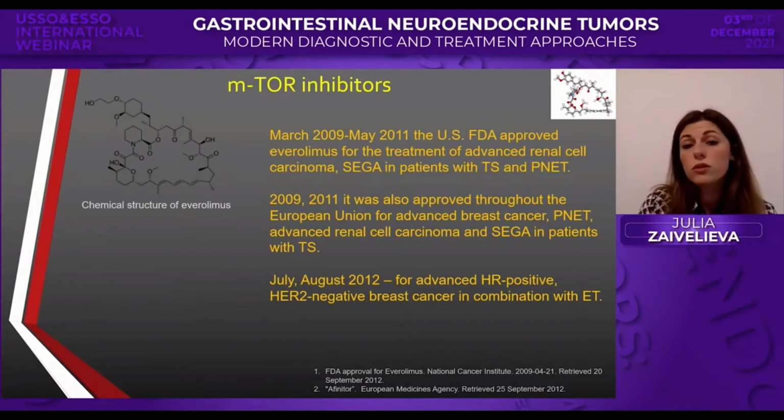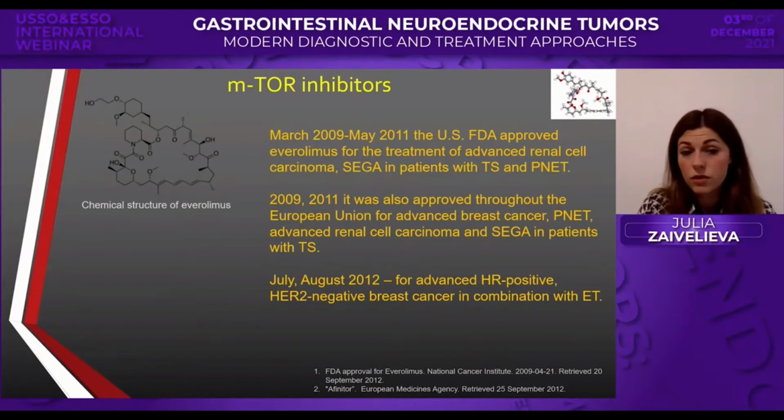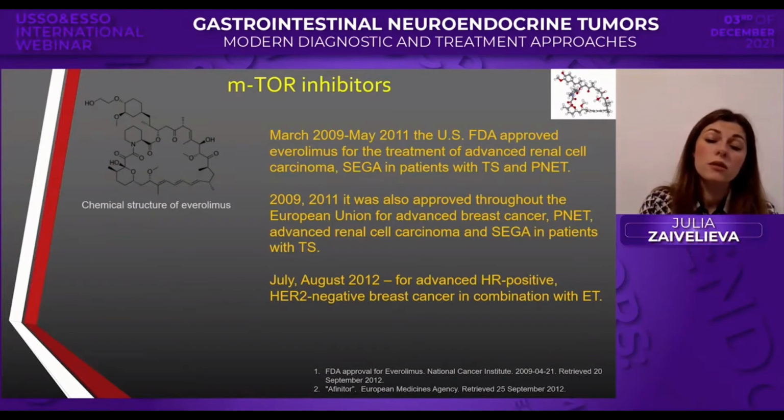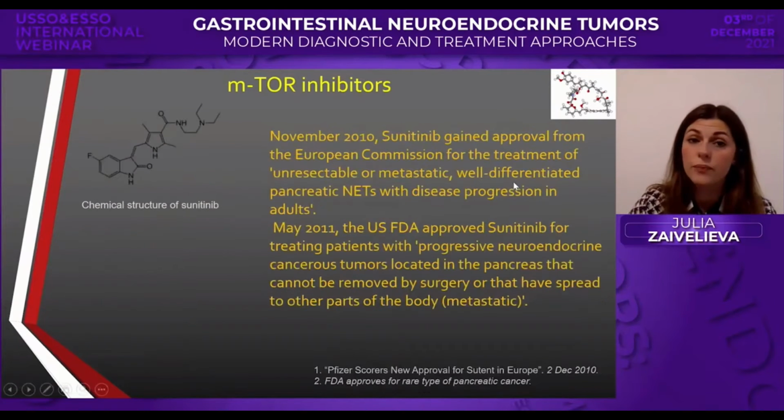During these 2 years, it was also approved within the European Union for advanced breast cancer, for pancreatic NETs, for advanced renal cell carcinoma, and also for giant cell astrocytoma. During summer 2012, it was approved for advanced hormone-positive, HER2-negative breast cancer in combination with endocrine therapy.